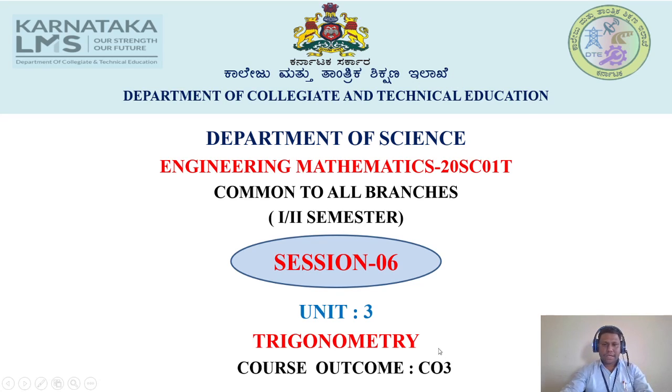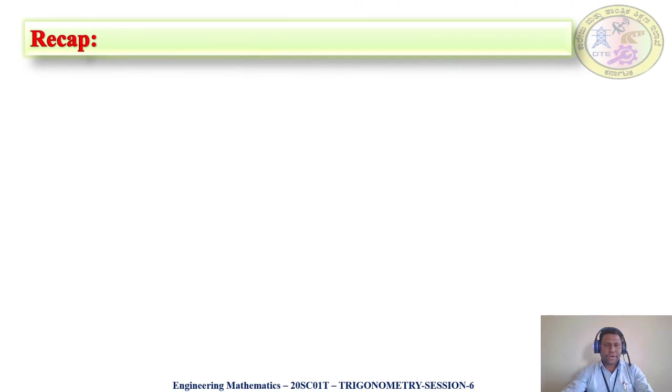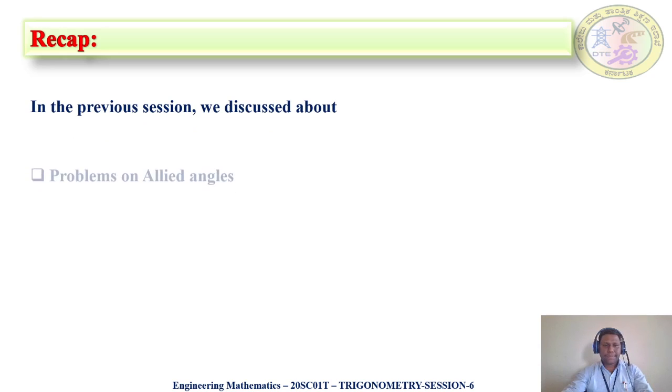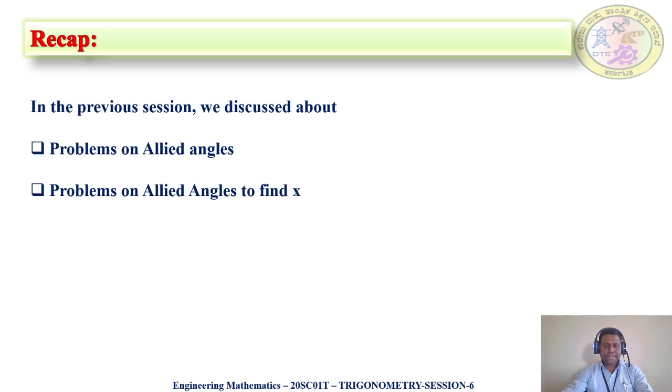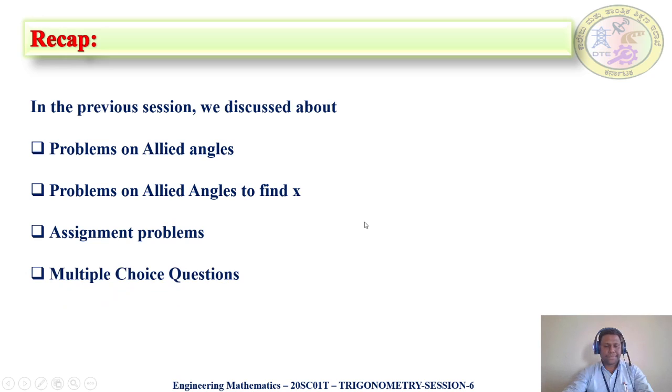Today we are discussing session 6 of unit 3 trigonometry, from the engineering mathematics subject. So we quickly recap what we have discussed in the previous session. In the previous session we discussed problems on allied angles to find x, assignment problems and multiple choice questions.